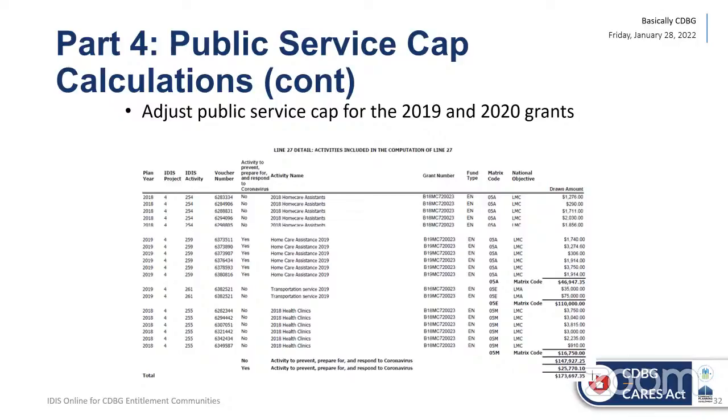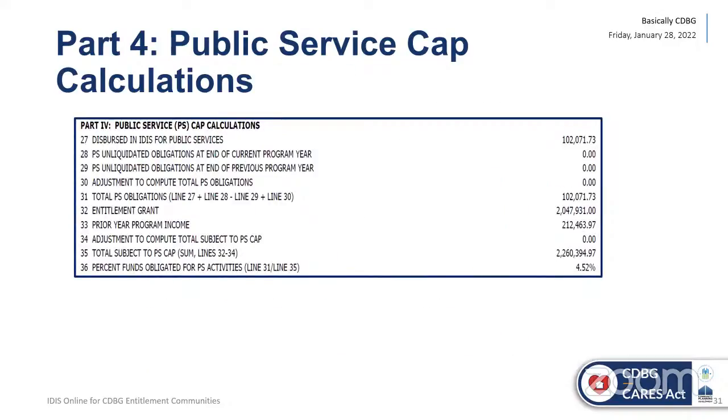It shows any activities where you answered yes to the question about preventing, preparing for, and responding to coronavirus. Then it subtotals those amounts so that you know how much you spent of your 19-20 funds in response to coronavirus. And then we want you to enter that on line 30. Line 30 is an adjustment line, and that's where you can enter that as a negative amount so that it's subtracted off to show that you are under the 15%.